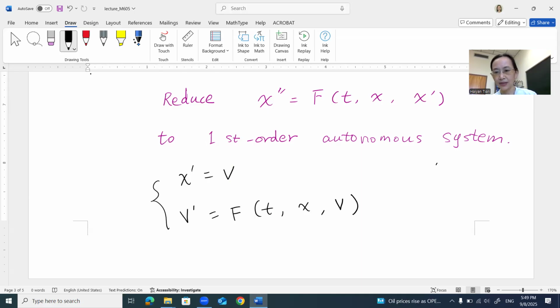You see, if you write it as a system of two equations, it is a system of x and v, right? So the right-hand side will involve x and v. The first equation's right-hand side involves v. In the second equation, the right-hand side will be this expression, capital F, that depends on x, t, and v.